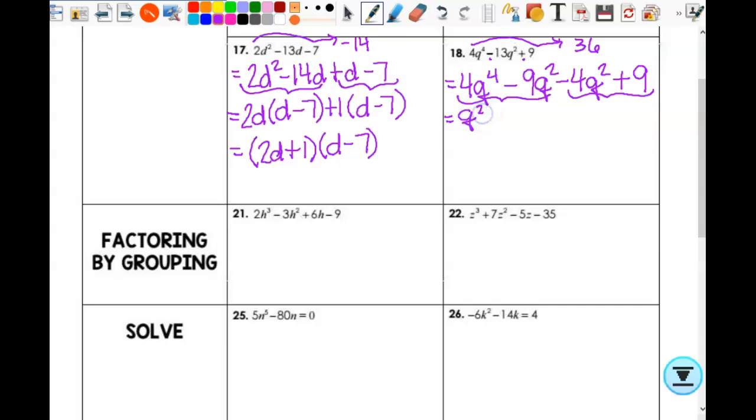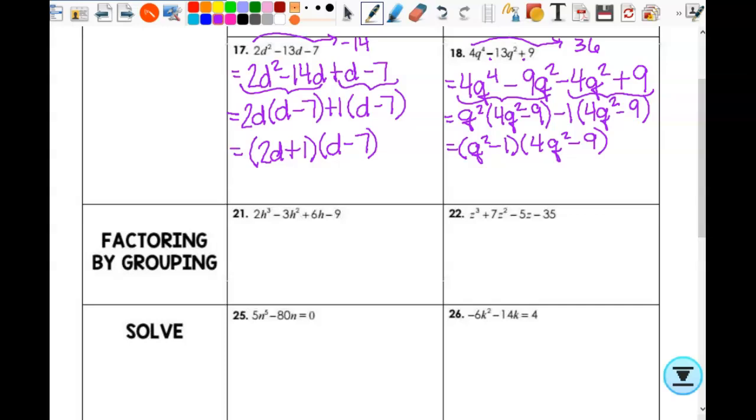Okay. So I get q squared times 4q squared minus 9. Okay. Then out of these two, I can't factor anything out, but if this is negative and you're going to factor something out, you have to factor out the negative 1 to make it make sense. 4q squared minus 9. And the things you have in parentheses should always match each other, right? So then that leaves me with q squared minus 1 times 4q squared minus 9.